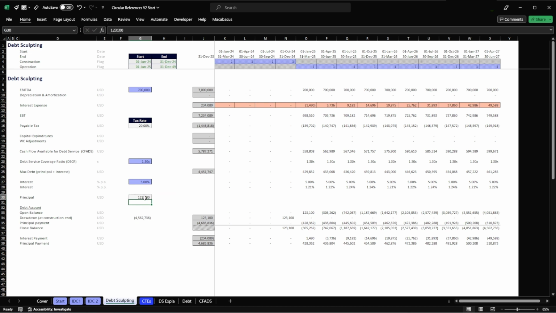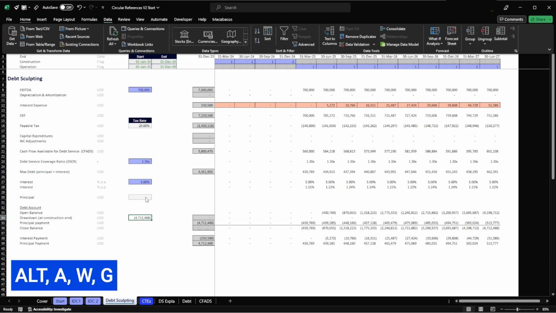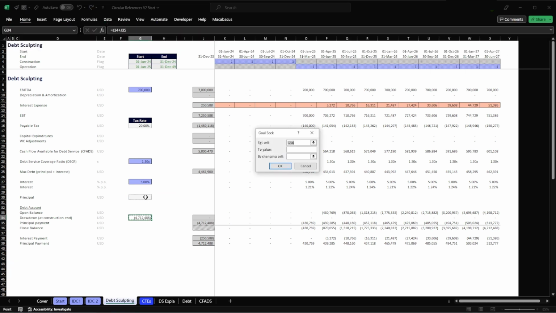So what we need to do now is a goal seek function in Excel by pressing Alt A W G. So I want this number here, which is already selected here, to go to value 0 by changing what? Which cell? By changing this cell here. And we're going to press OK.